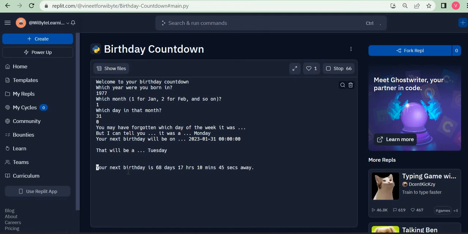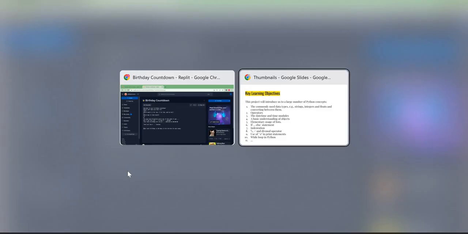Now, clearly, this Python project has a lot of things for us to learn, and that's why we will be building this in the next few videos. Really, there are lots and lots of concepts that we are going to cover in this. Let's briefly look at the key learning objectives from this.